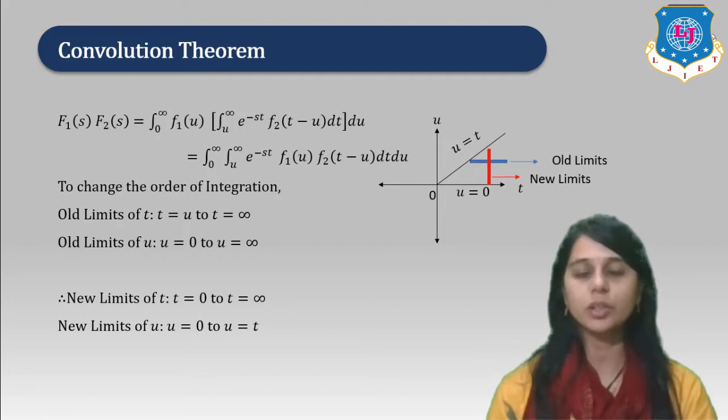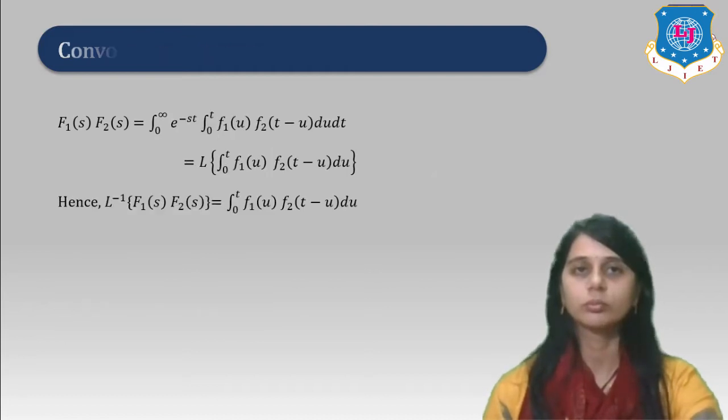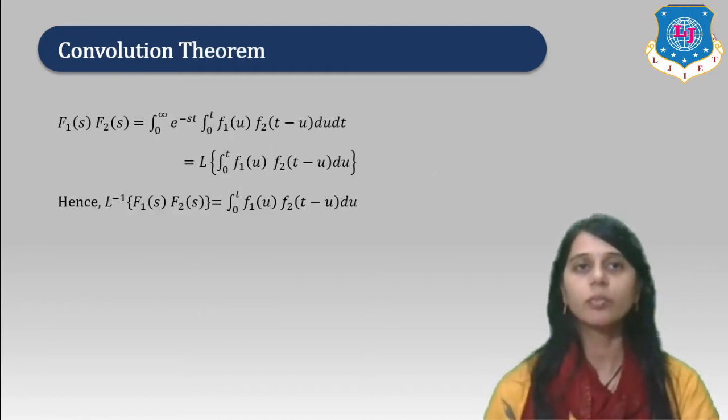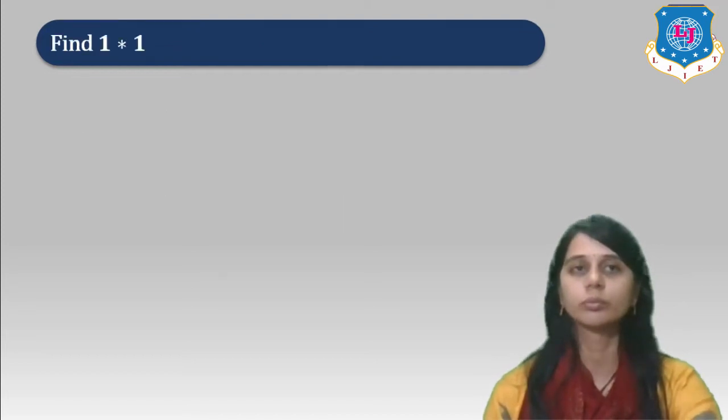To change the order of integration, the old limit is t equal to u to infinity, but there is a start from the horizontal strips, taking u equal to 0 to infinity. So what is our new limit? t equal to 0 to infinity, then u equal to 0 to t. Applying this limit, we get the integration from 0 to infinity of e raised to minus st, the integration from 0 to t of f1(u) f2(t minus u) du dt. So it is the Laplace of the integration from 0 to t of f1(u) f2(t minus u) du. This is the formula of the convolution theorem.